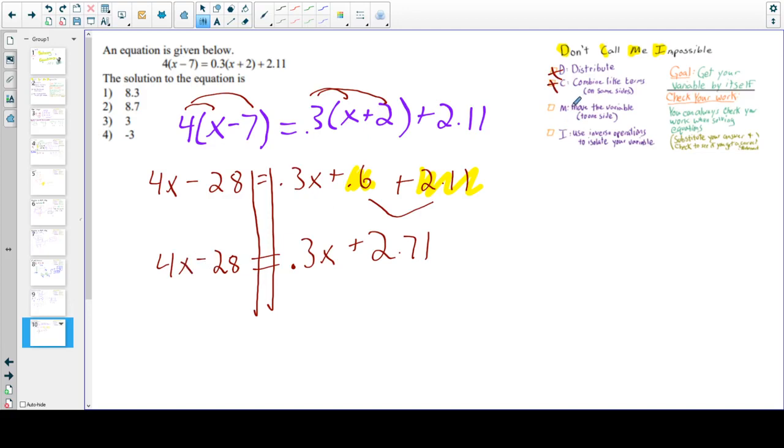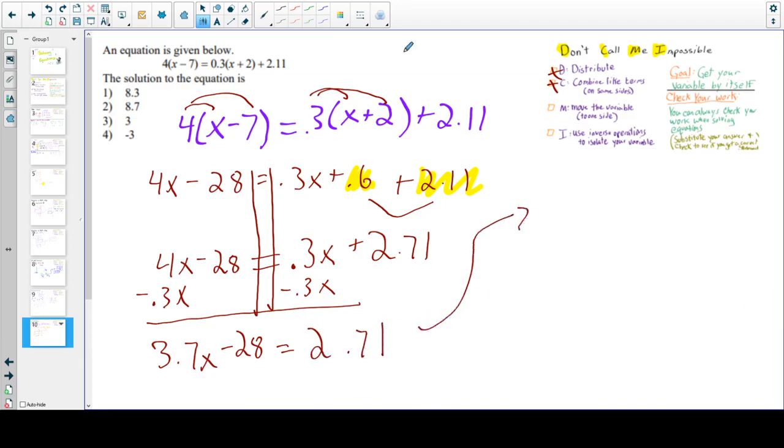Boom. Do I need to move my variable to one side? Yes, because I have an x on the left, an x on the right, so I've got to move this person over. The opposite of positive 0.3x is negative 0.3x. So we're going to subtract 0.3x from both sides. Bam. So 4 minus 0.3 is 3.7x minus 28 equals 2.71. I'm going to rewrite this over here so that we have a little bit more room. So we have 3.7x minus 28 equals 2.71.